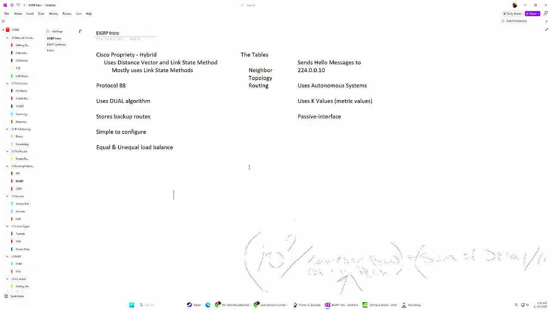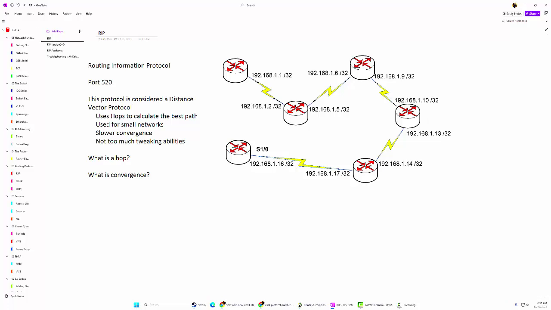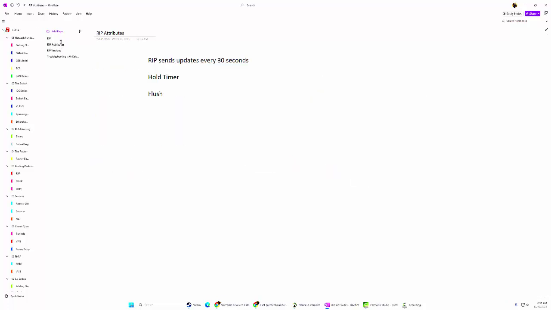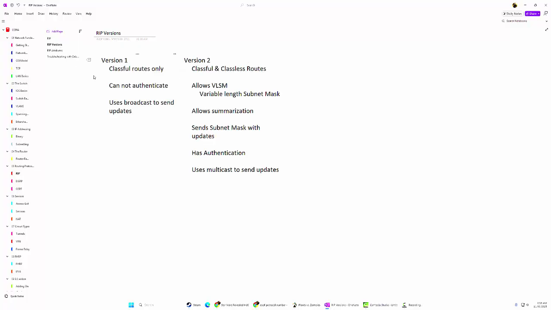EIGRP, unlike RIP, because RIP communicates on broadcast, all 255s, or 224.0, I can't remember. Let's go back over here to RIP. I just moved it, didn't I? Okay, I don't even have the multicast in here. That's crazy. I'll worry about that later.